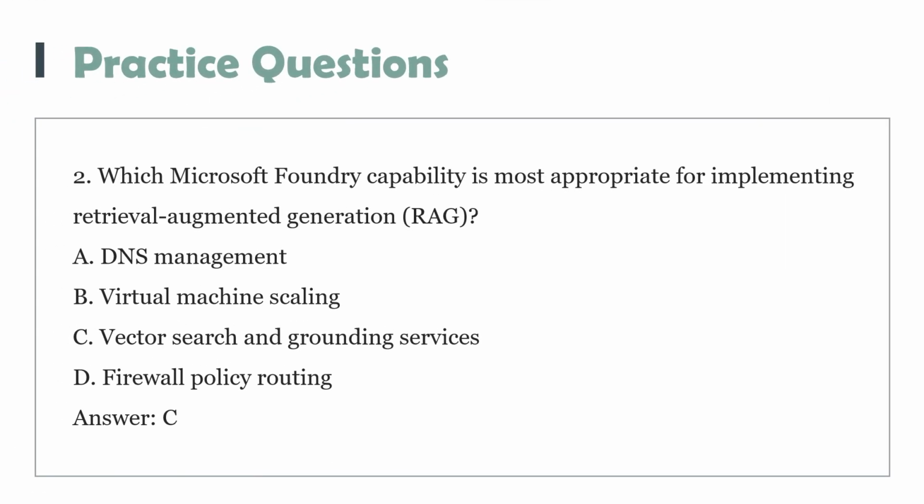2. Which Microsoft Foundry capability is most appropriate for implementing Retrieval-Augmented Generation, RAG? A. DNS management. B. Virtual machine scaling. C. Vector search and grounding services. D. Firewall policy routing. Answer: C.